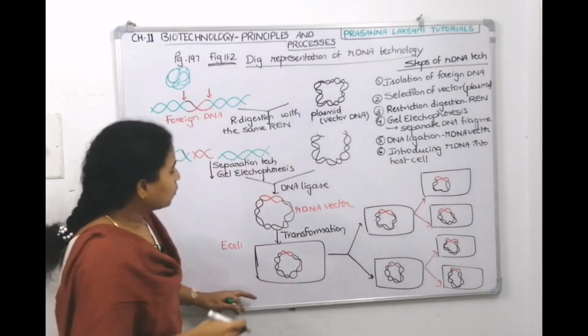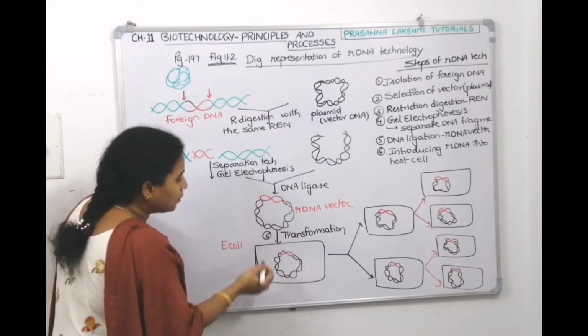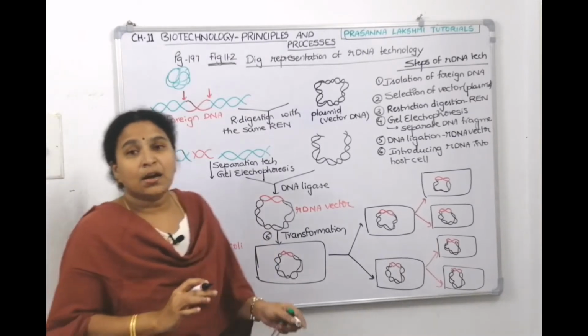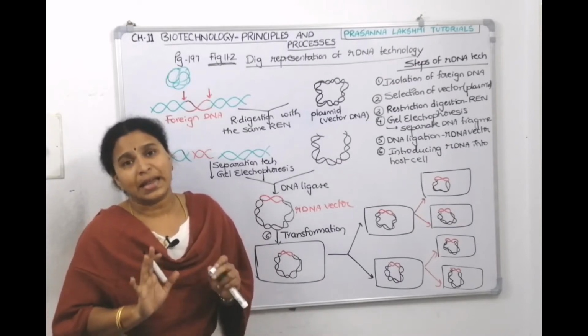Introducing the rDNA into the host cell. This is an rDNA molecule. This is step number 6. Then we introduce it into the host cell. Now when we introduce it into the host cell, it might take it, or it might not.